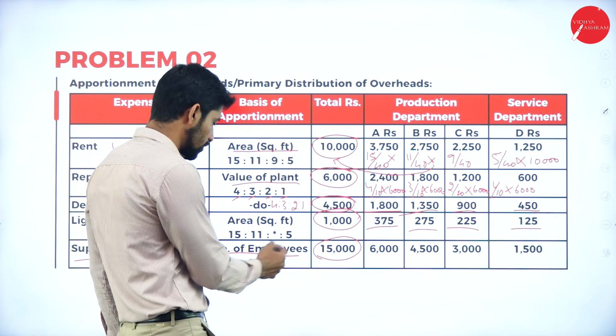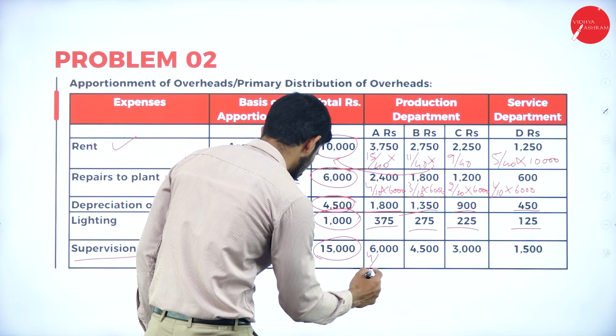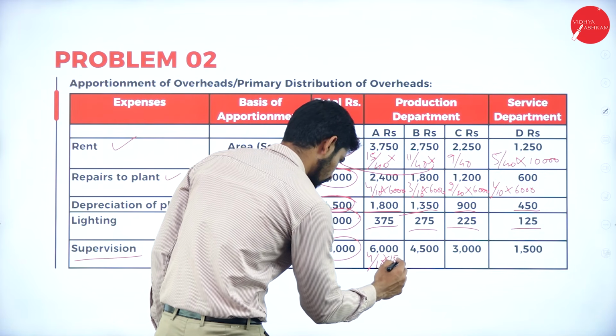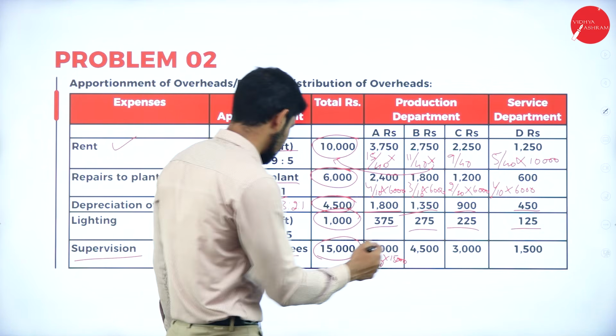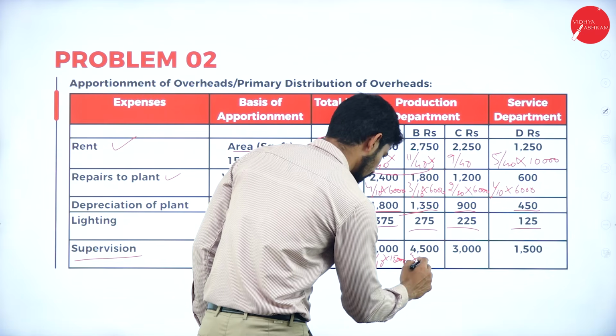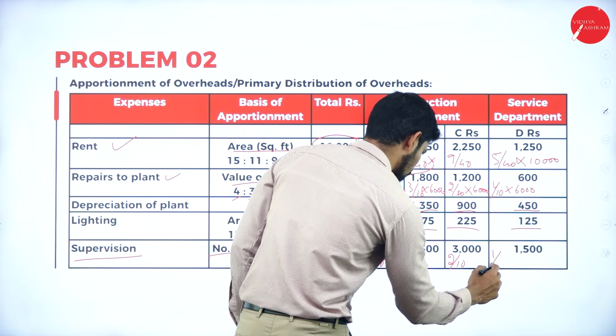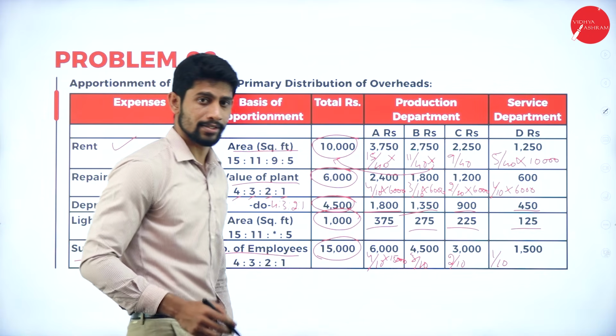So here the total you will get is 10. So 4 divided by 10 into 15,000. So 6,000 you will get. Next, 3 divided by 10. Next, 2 divided by 10. 1 divided by 10. That's it.